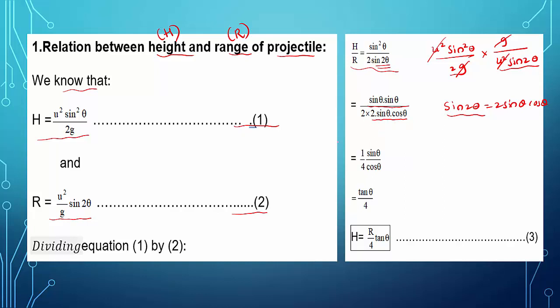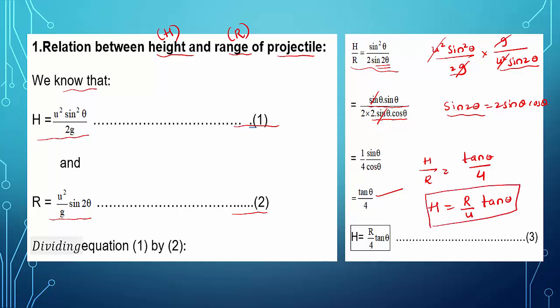Or we can take 1 by 4 outside. Here 1 sine will get cancelled. 1 by 4 into remaining is sine by cos. Sine by cos is tan. So we will get tan theta divided by 4. H divided by R equal to tan theta divided by 4. We want the relation between H and R. So I can write H equal to R by 4 tan theta. This is the relation between maximum height and horizontal range. We considered both the equations. Dividing equation 1 by 2, we got the final equation 3.